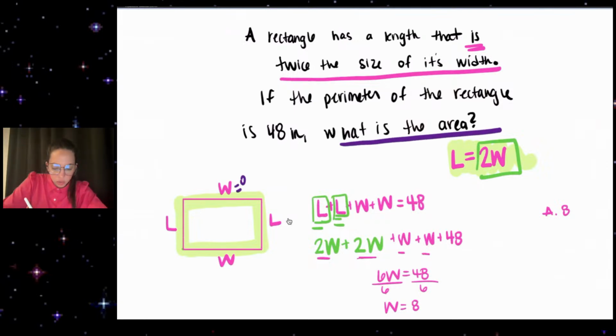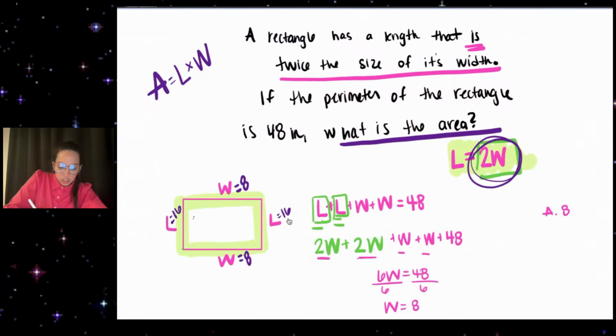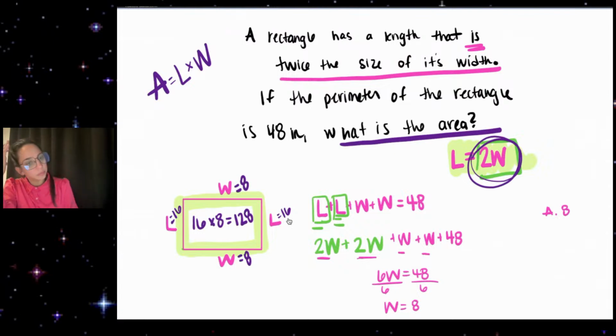So if W equals 8, what does length equal? Length is twice the size. So length is going to be 16. Which now means I know that area equals length times width. So 16 times 8 equals 128.